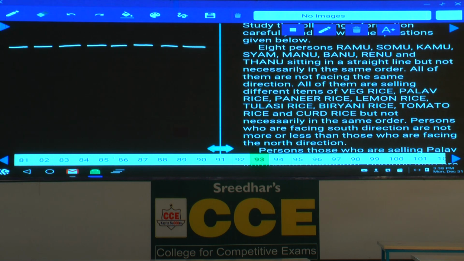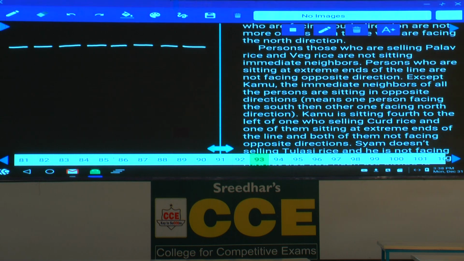Then these persons are facing in different directions. Persons who are seated at the extreme ends of the line are not facing opposite directions. That means the persons seated at the extreme ends are facing the same direction. And at the same time, except Kamu, the immediate neighbors of all the persons are seated in opposite directions. For Kamu, its immediate neighbors are facing the same direction, and for the remaining persons they are opposite to each other.